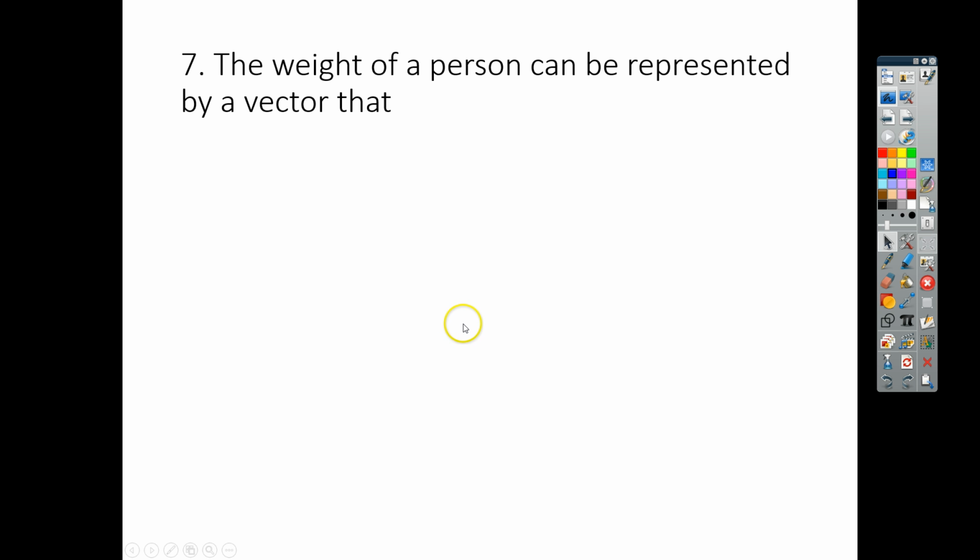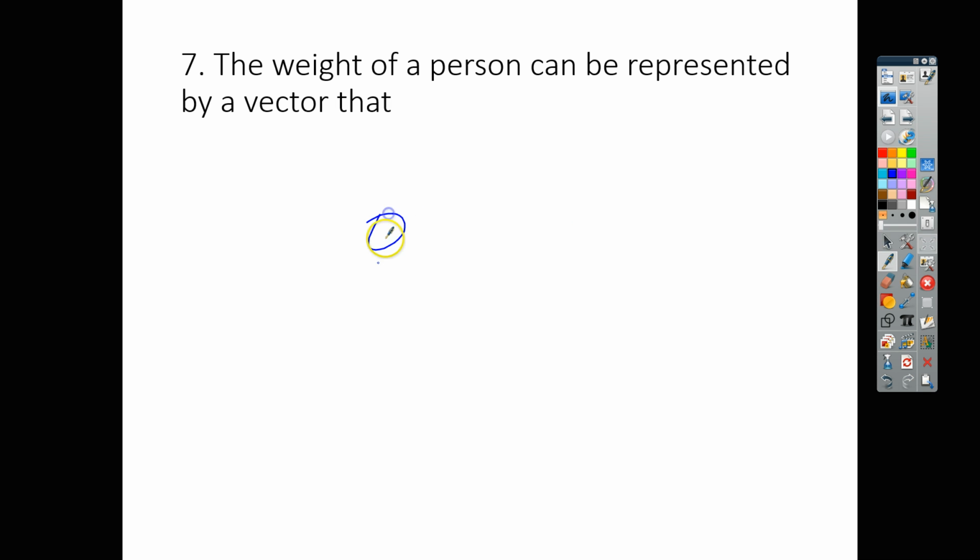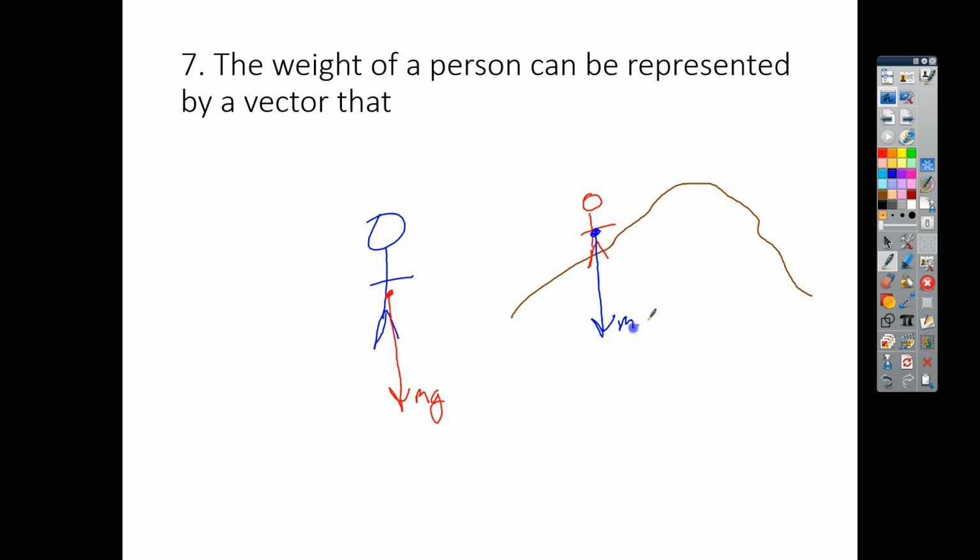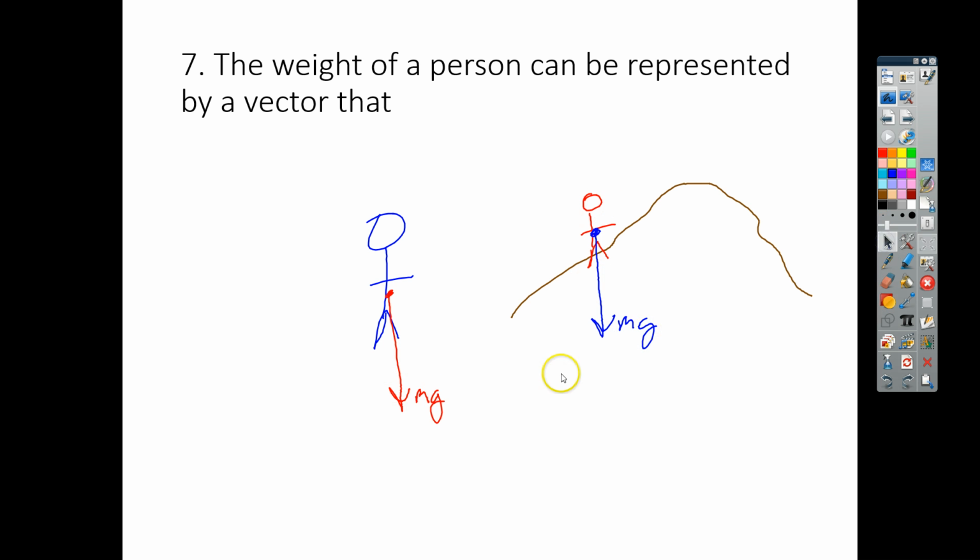For number 7, that's the next question, it says the weight of a person can be represented by a vector, and this vector we know is always straight down. So I'm going to draw a person, and if I go from their belly button down, their weight is mg. If that person is standing on a hill, we know their weight is still mg, and it is straight down. So remember, this is always, always, always straight down towards the center of the earth.